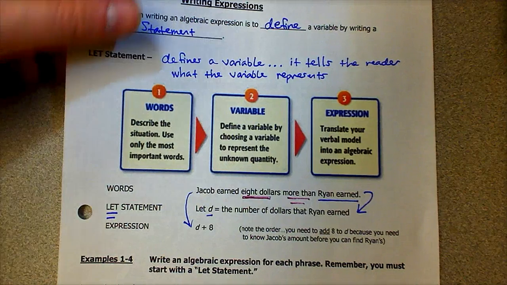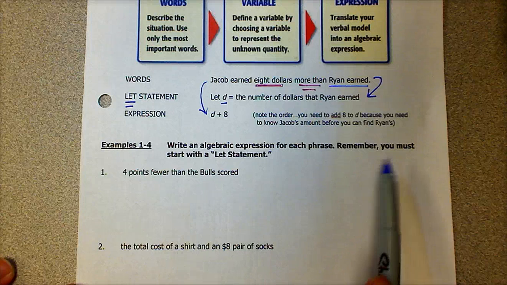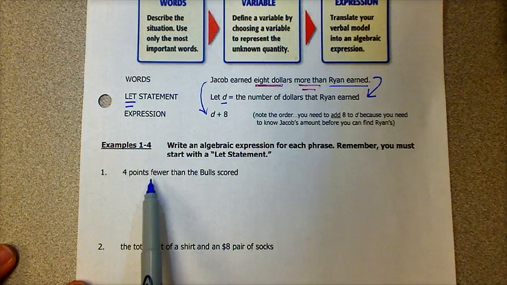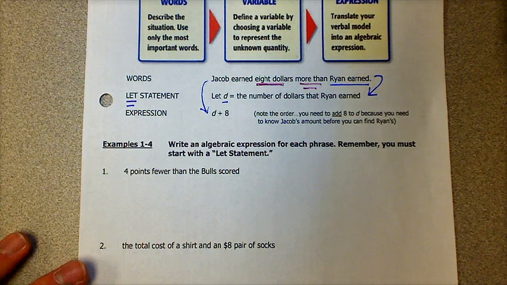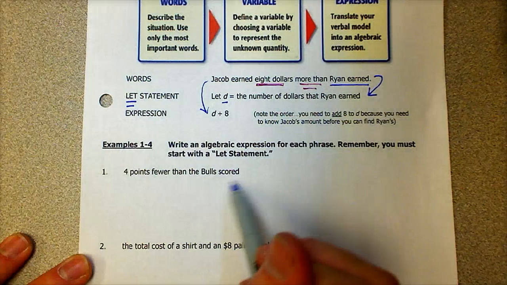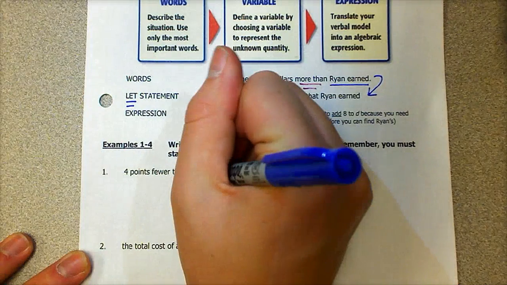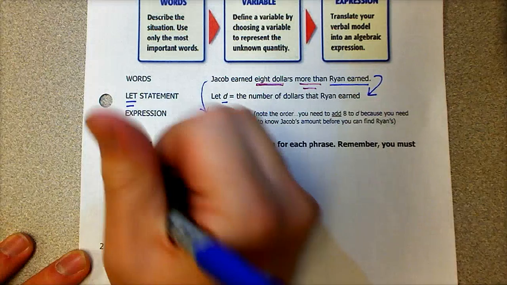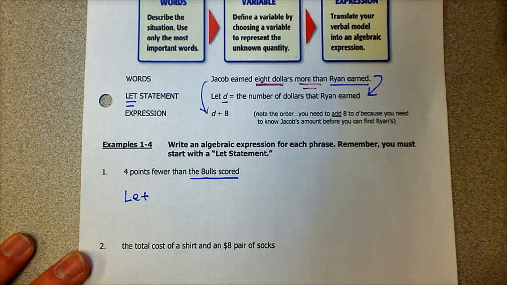So let's move down to examples 1 through 4 and try this with a few more. We're going to write an algebraic expression for each word phrase, and we're going to always start with a let statement. So number 1 says 4 points fewer than the Bulls scored. So let's look at our unknown. What is our unknown quantity in this word statement? Well, my unknown is the number of points that the Bulls scored. I don't know how many points they scored. So because I don't know this, I need a let statement, and I need to define a variable to represent the number of points the Bulls scored.